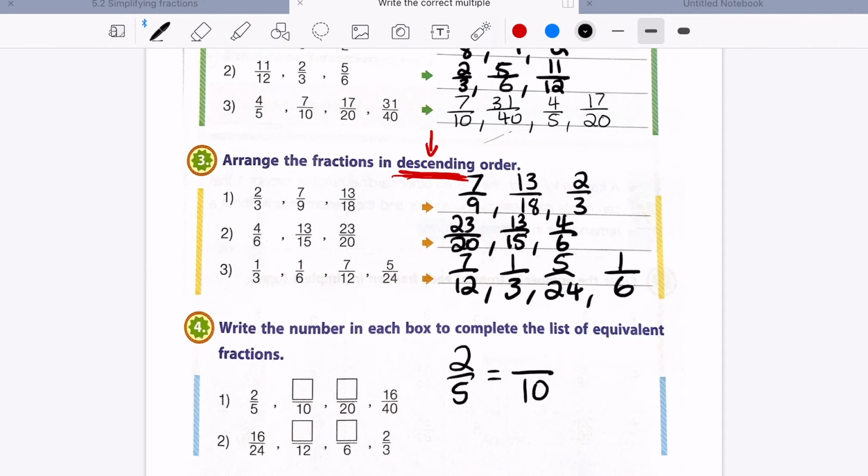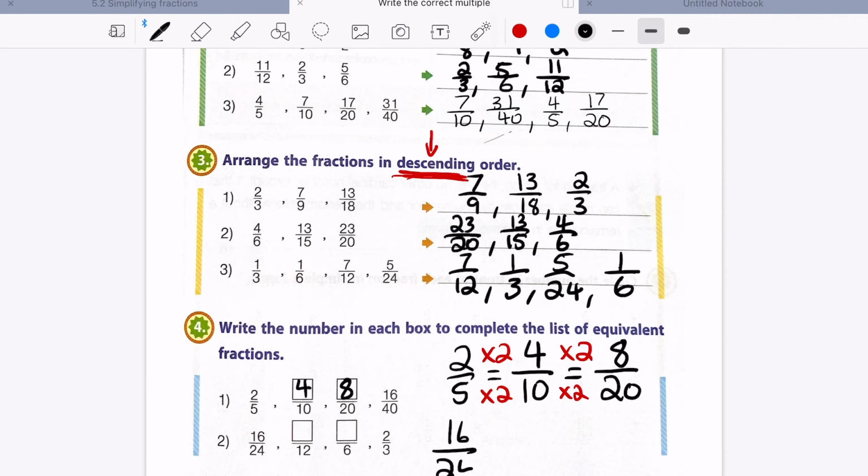So 2/5 is equal to blank tenths. All right, what do we times to get 10? 5 times 2. 2 times 2 as well. 2 times 2 equals 4. So we get 4 tenths. And then it's equal to blank 20ths. What do we do again to get 20? 10 times what equals 20? Times 2. 4 times 2 equals 8. So here we get 8. All right, next one.